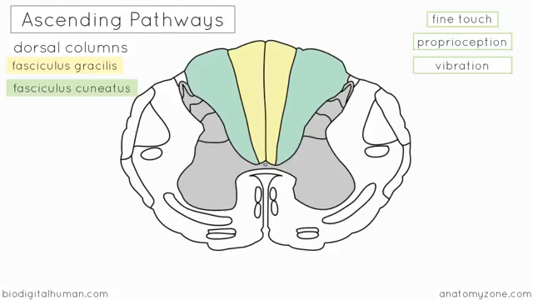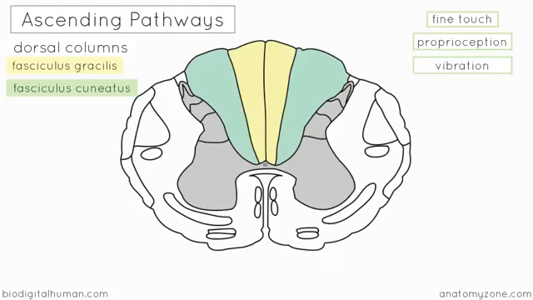So the way I remember this is that the letter C is before the letter G in the alphabet, so C is higher and your upper limbs are higher than your lower limbs, so fasciculus cuneatus carries fibers from the upper limb, whereas fasciculus gracilis carries fibers from the lower limb.